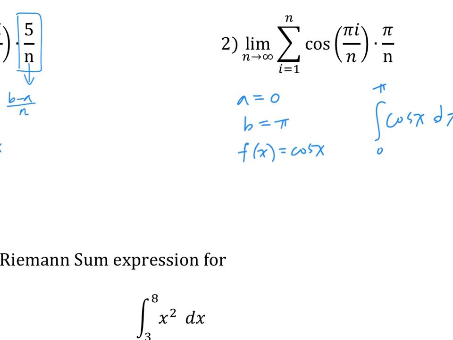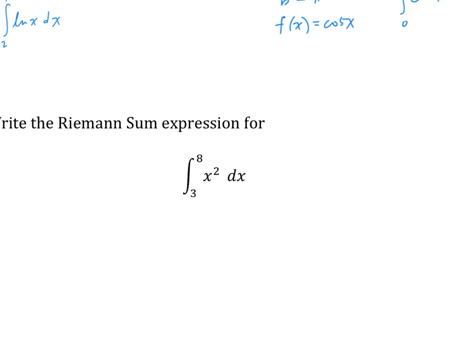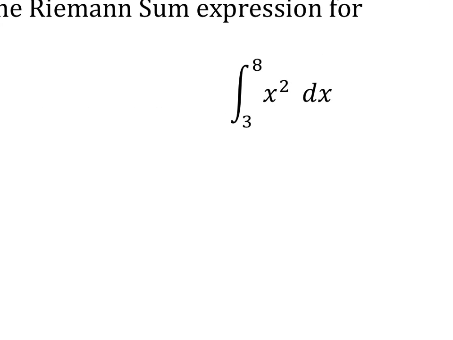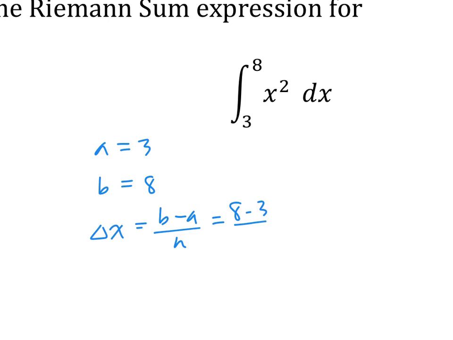So I give you a definite integral, you write the summation notation. To write the summation notation, you need a, b, delta x. What is a? 3. What is b? 8. Delta x is 5 over n, so b minus a over n. 8 minus 3 over n, that's 5 over n.